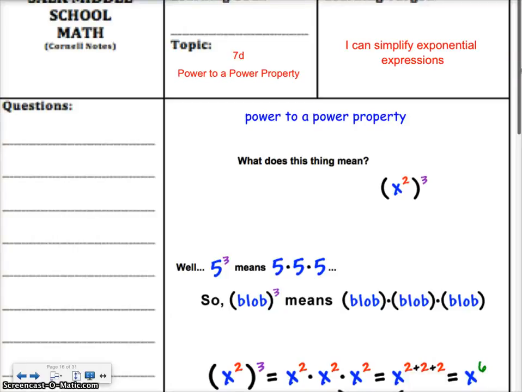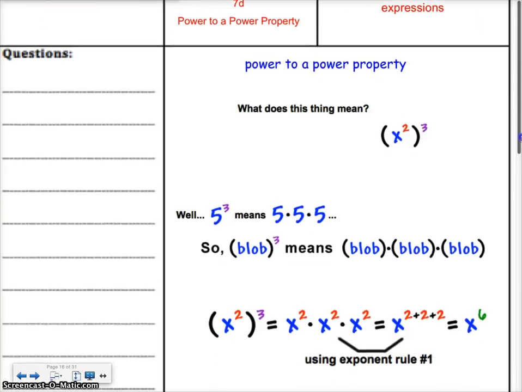On to the power to a power property. And your learning target, just like it's been throughout this whole unit, is that you can simplify exponential expressions. Each lesson, I'm expecting you to utilize everything else I have taught you. Meaning you need to know negative exponents, zero exponents, the multiplication property of exponents, and now you need to know what to do with a power to a power property.